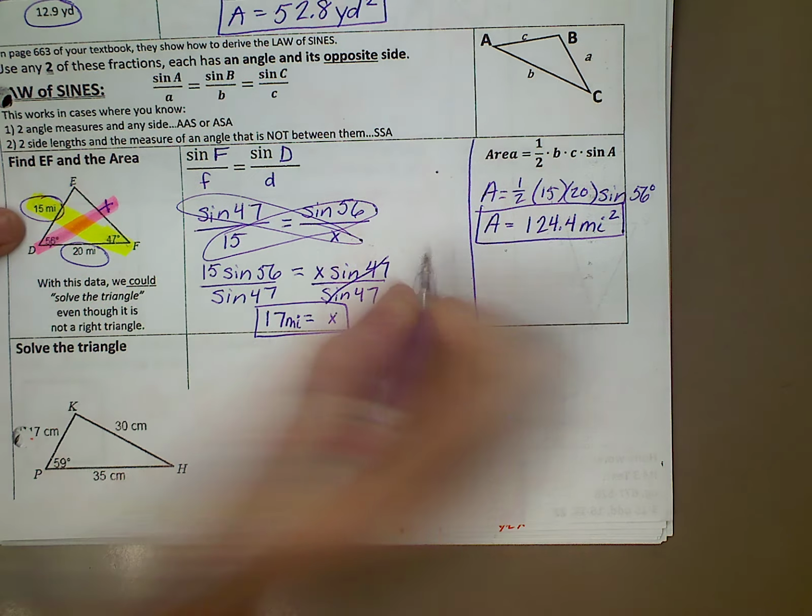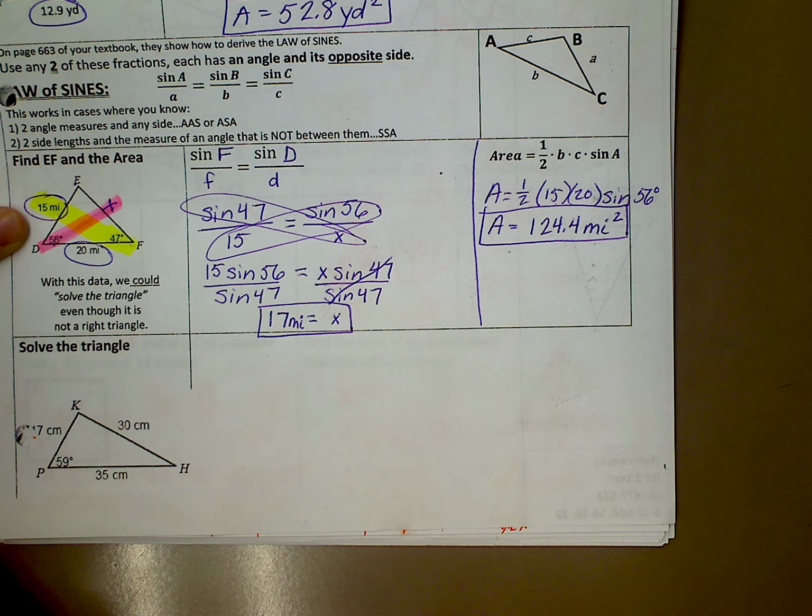So this will help because at this point they could ask me to solve a triangle that's not a right triangle, and using the law of sines I can find missing sides, whereas if I had a right triangle I was able to use Pythagorean theorem or SOHCAHTOA to find missing sides. Here I have to use the law of sines.